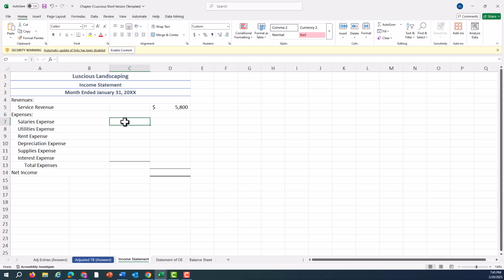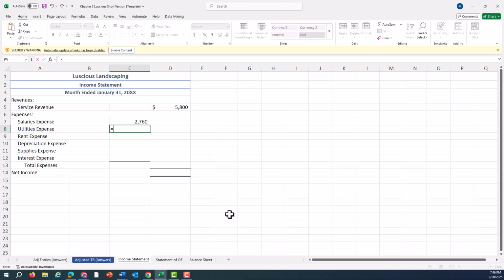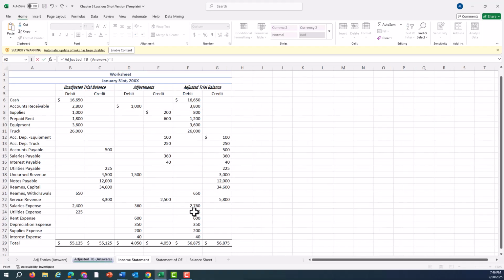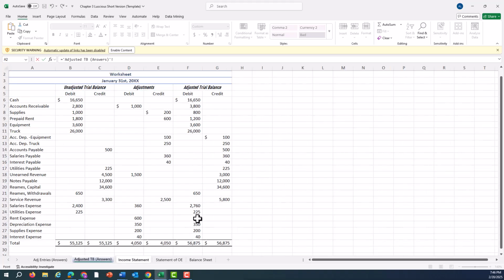But for expenses, we do have a bunch of individual items. We have our salaries expense, and our salaries expense was $2,760, so let's bring that number on over. We have our utilities expense. Our utilities expense was $225. Let's bring that number on over. We have rent expense. Rent expense was $600 according to our information. Let's bring that number on over.